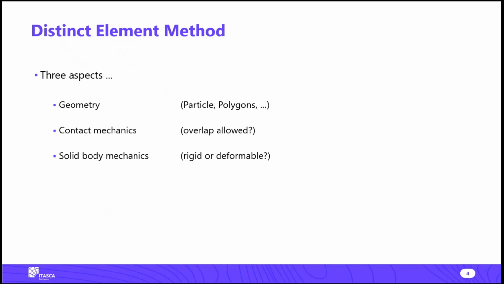So 3 things to worry about when you're doing distinct element models. Number 1 is the geometry. So what is the shape of the pieces? Number 2 is the contact mechanics. How are the contact forces and displacements calculated? And then what happens to the pieces themselves? Are they deformable or are they rigid?